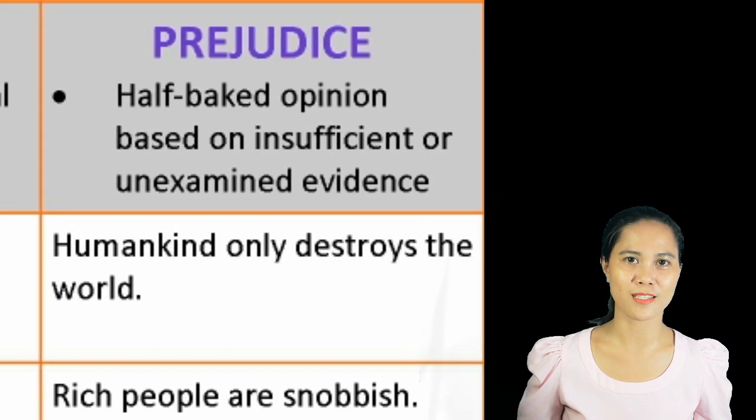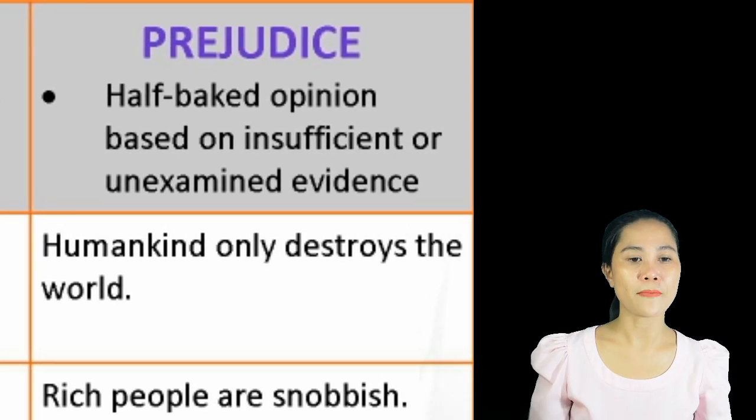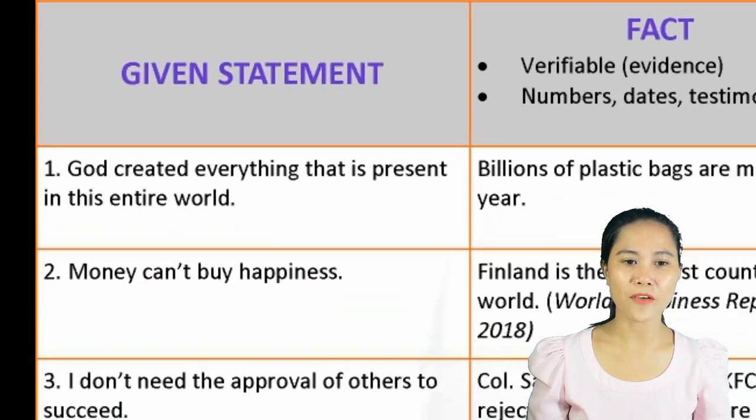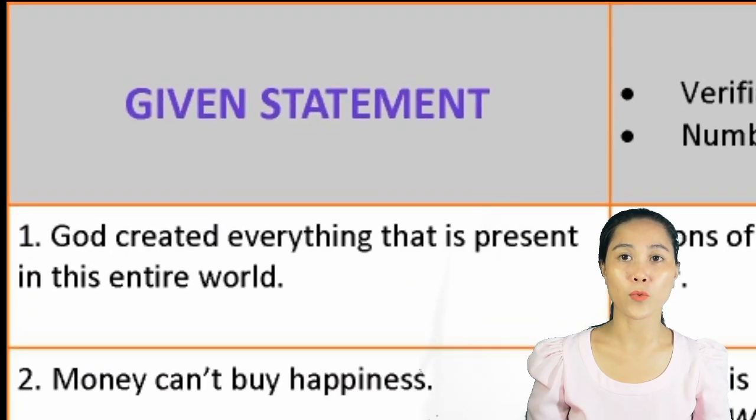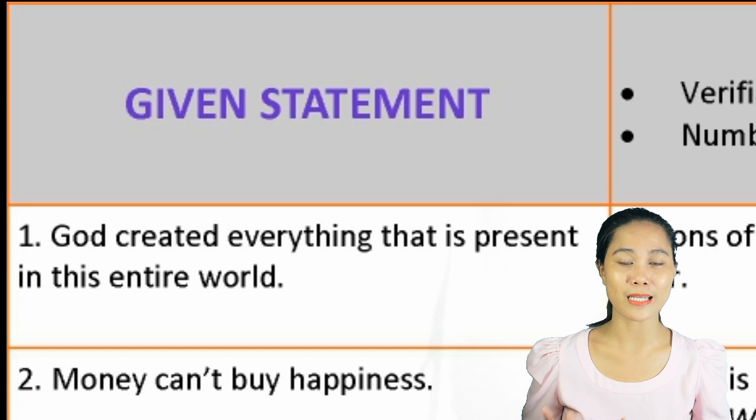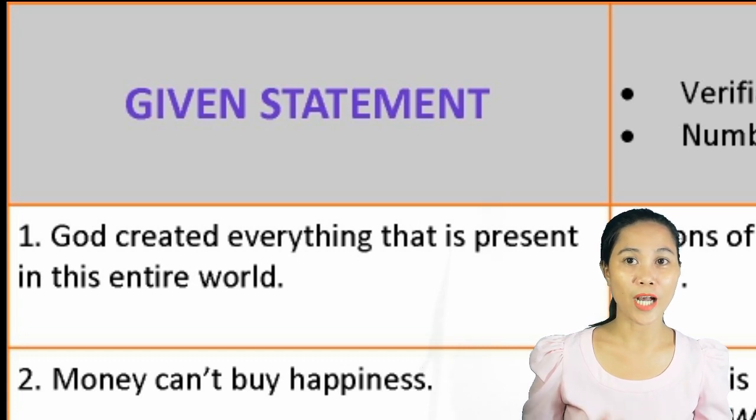So if you go to final conclusions or generalizations based on half-baked or insufficient evidence, you are making a prejudice. Okay? The given statement: God created everything that is present in this entire world. That is the given statement. Now, in order for you to accomplish this matrix, pay attention carefully so that you understand how this matrix should be answered.